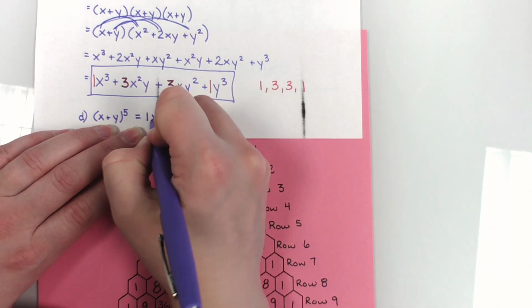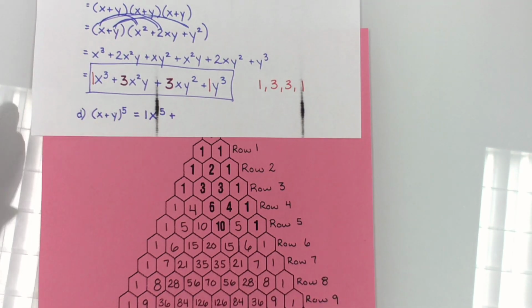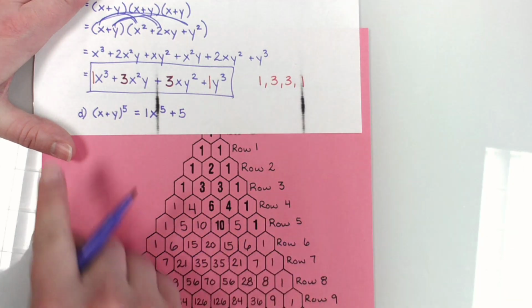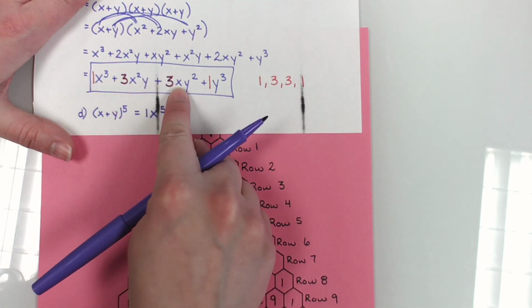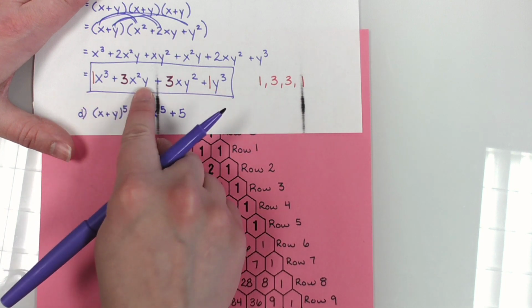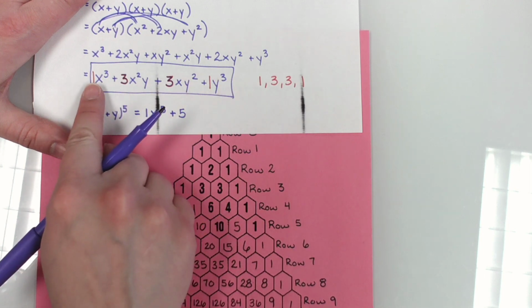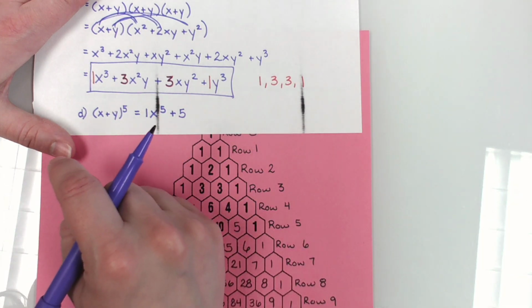1 x to the 5th plus 5. Now look at what happened with the variables. X cubed, x squared, x, no x's. No y's. Y squared, y cubed. What happened to the exponents on the x's? Went down by 1. What happened to the exponents on the y's?